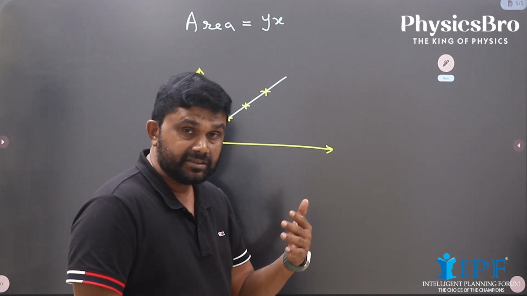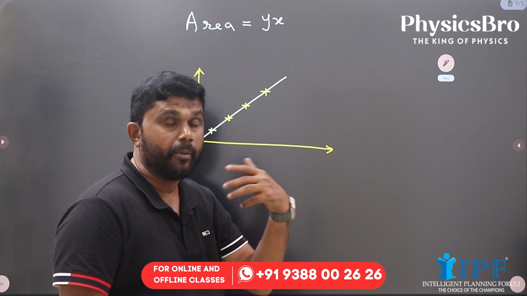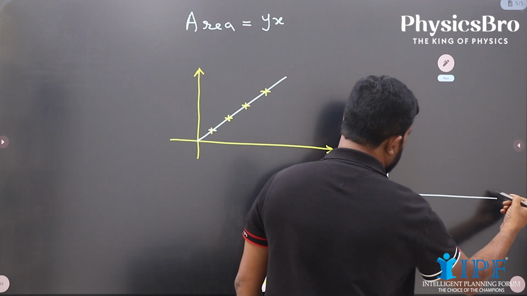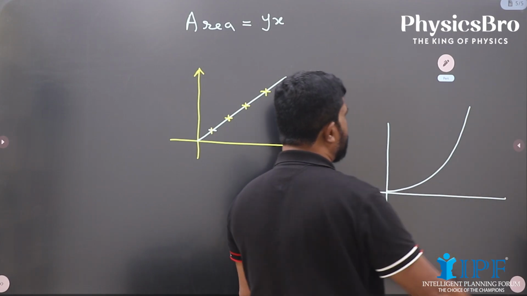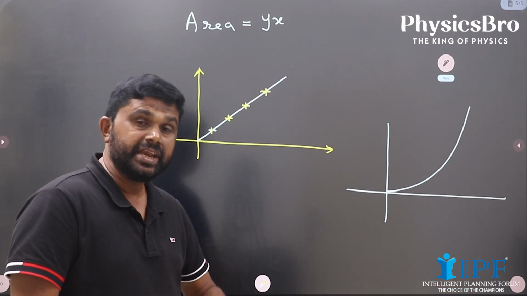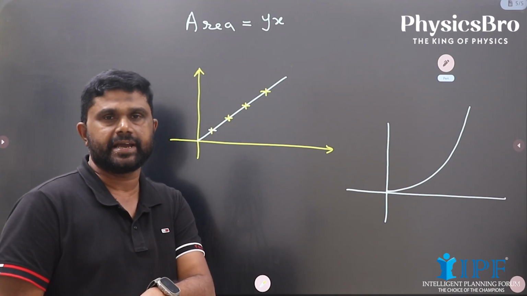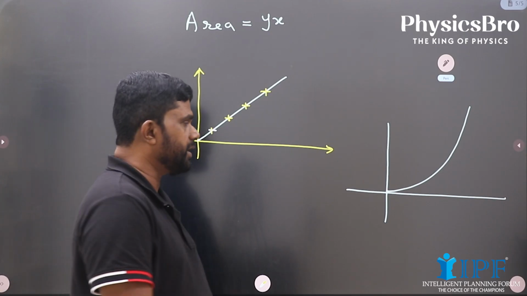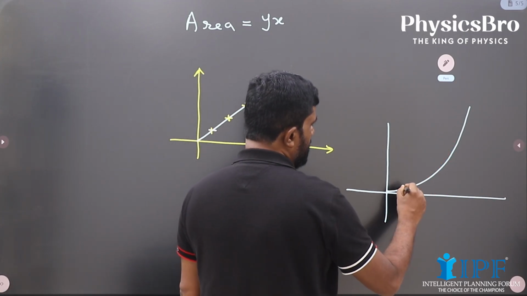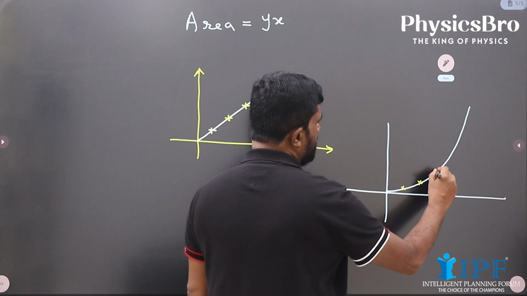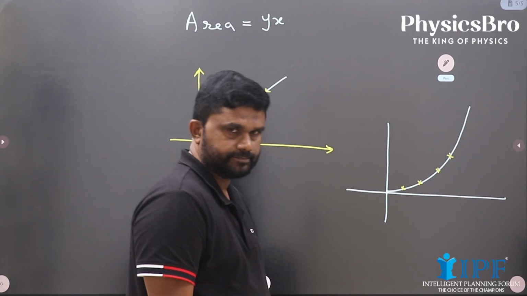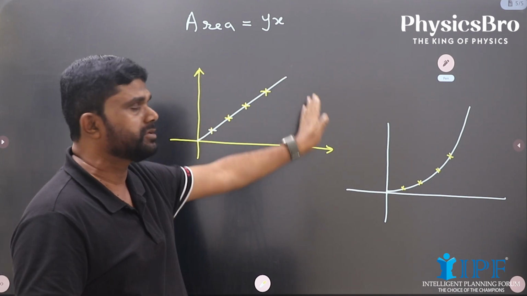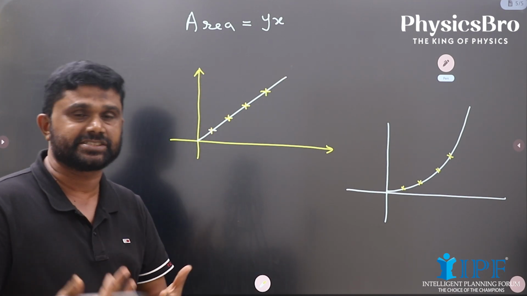Now see, another shape that we commonly come across is the parabola. This is the parabola. Any graph other than the straight line graph will have different slopes at different points. The slope of this parabola here and at this point are different. The straight line graph will have a constant slope. Everywhere on the line the slope is constant.